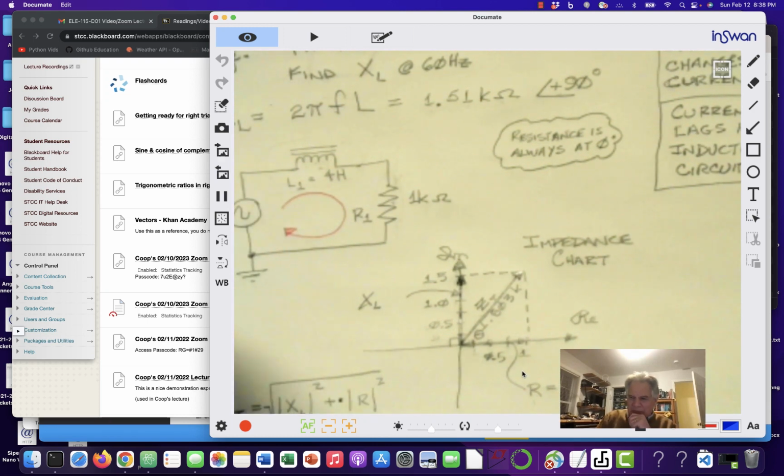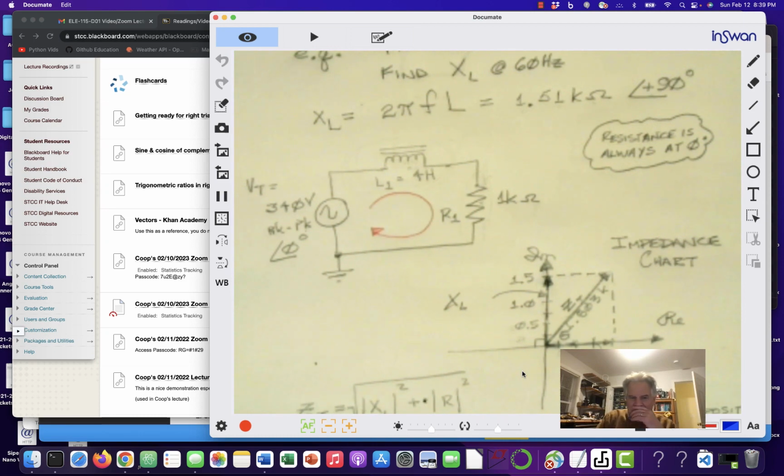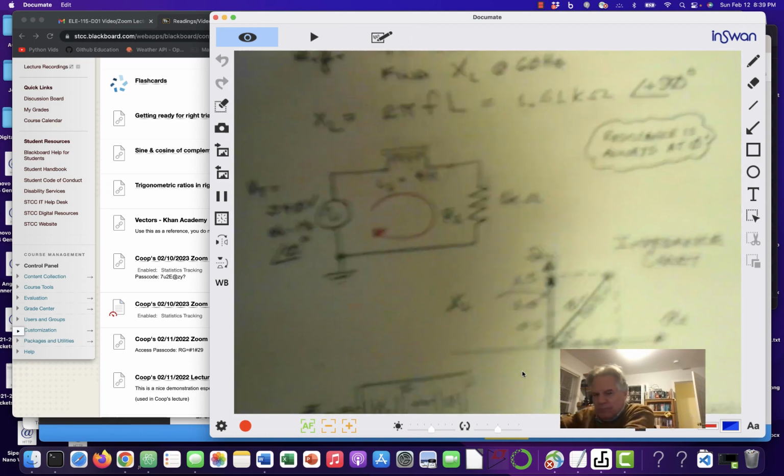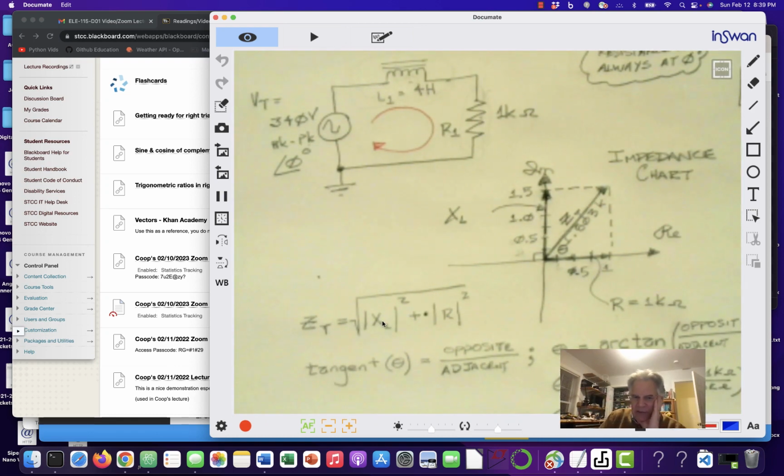So if I move this over here, the old Pythagorean theorem says that if I take the square of the inductive reactance and I take the square of the resistance, that's like the square of this leg and the square of that leg, I'll get the square of the hypotenuse. And so I would get ZT squared, but I took a square root of this whole mess.